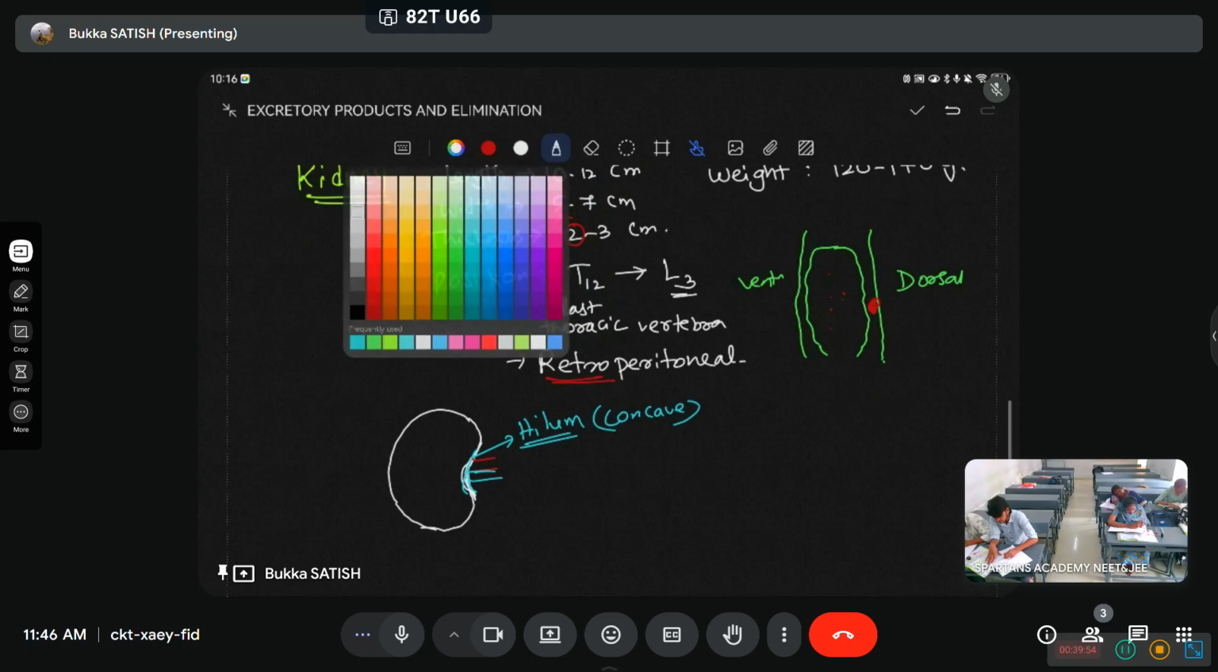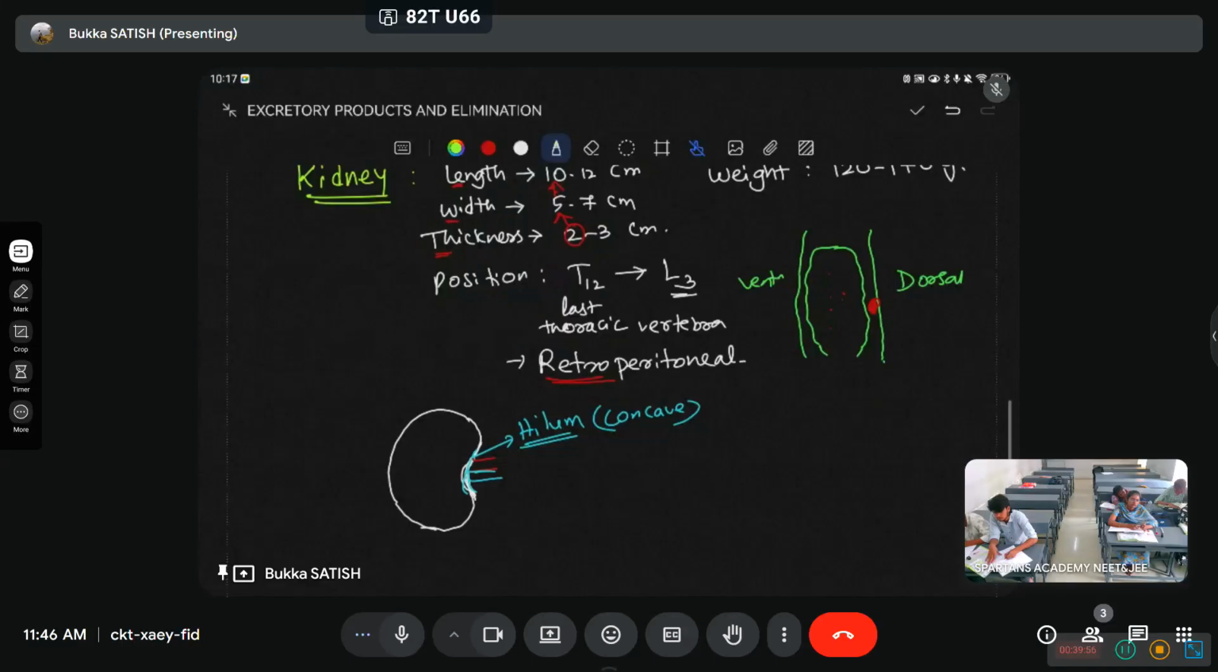Right. Next, on the surface of the kidney, the whole kidney is covered with a fibrous connective tissue which protects the kidney. This is what we call the renal capsule. It is basically a protective sheath surrounding the kidneys.